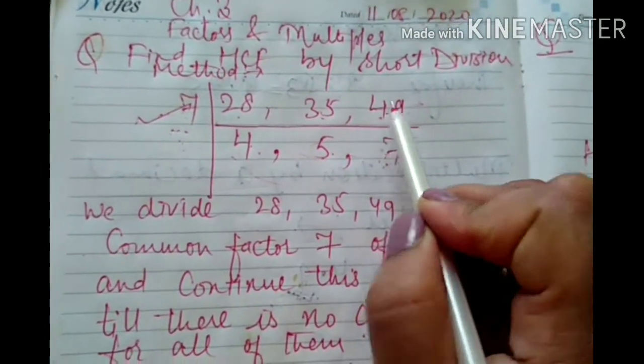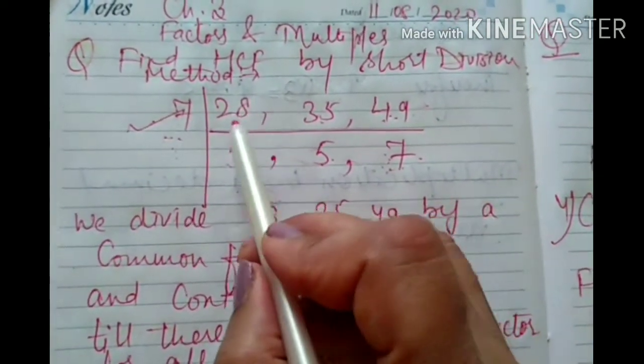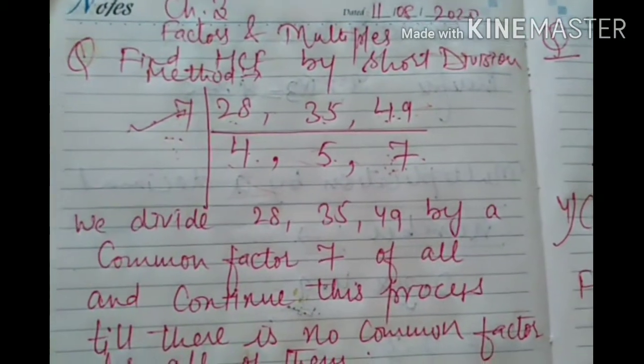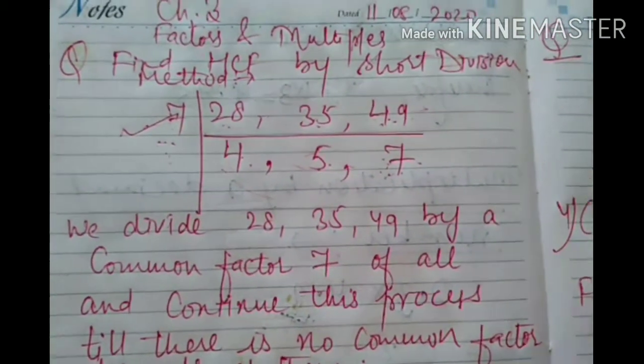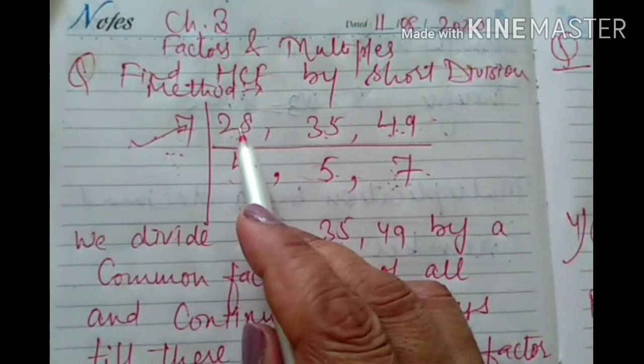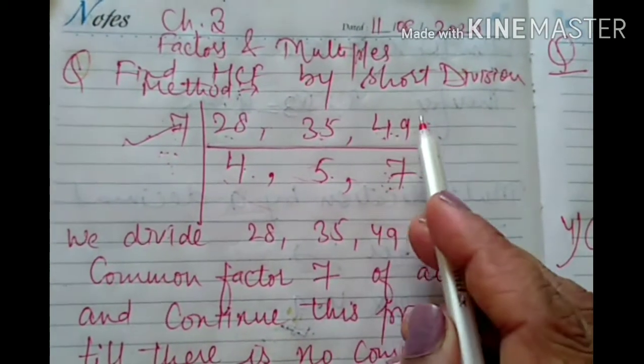What is the HCF? It is the number which divides the given three numbers exactly. HCF is the number which divides the given three numbers exactly.